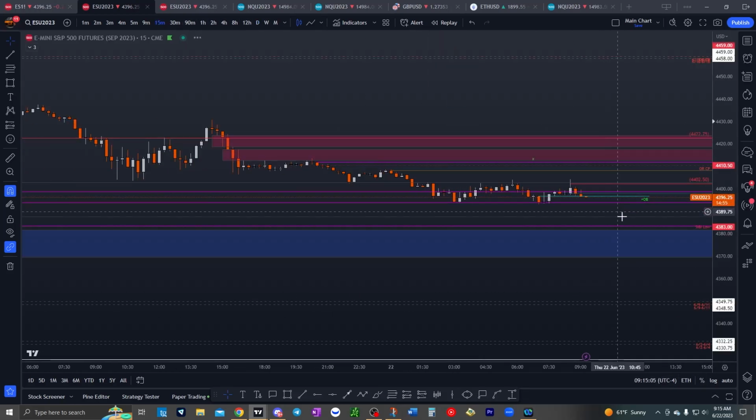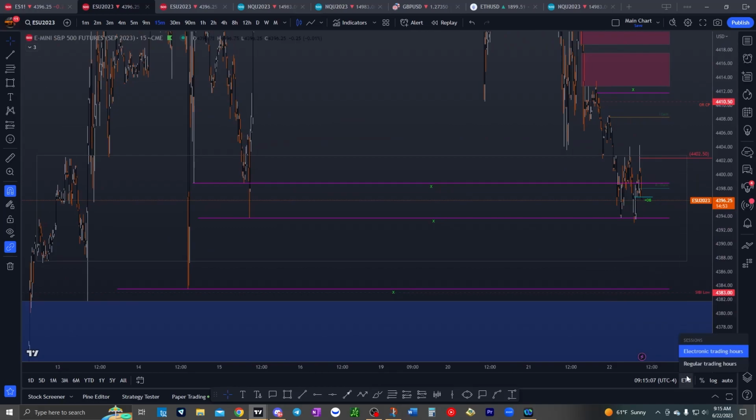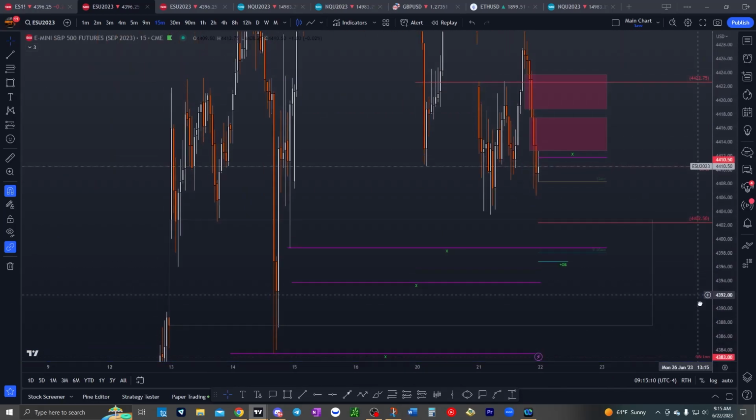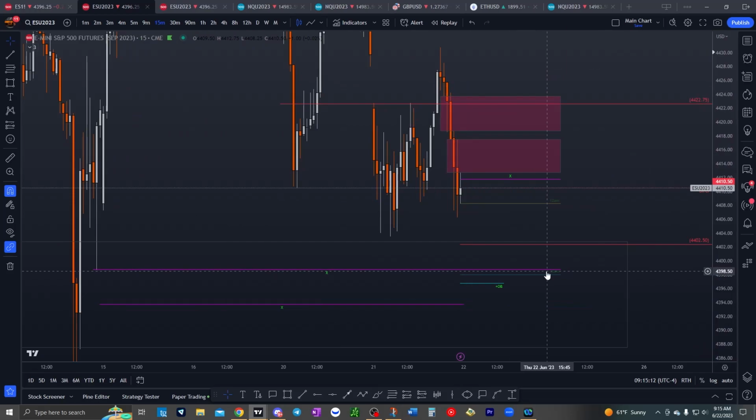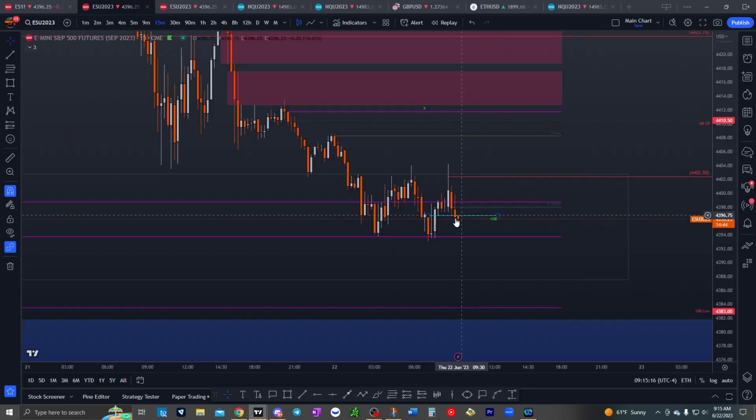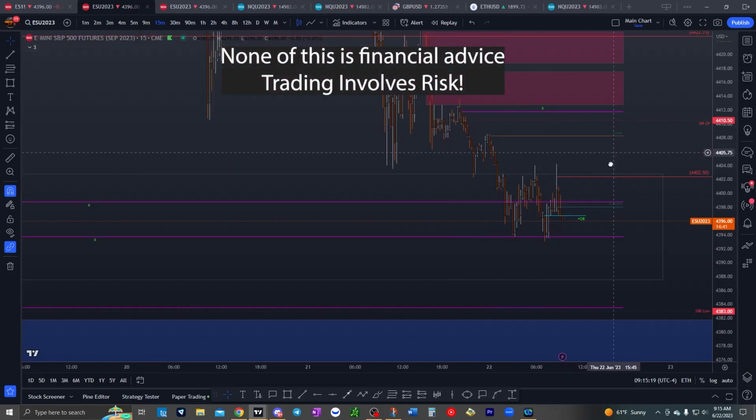But I'm looking down on the 15-minute time frame and I'm noticing that on the regular trading hours we have this low at this level, but we did trade down there on the electronic trading hours. So it's looking like we're going to open down below it. And then if we can get a power 3 move.